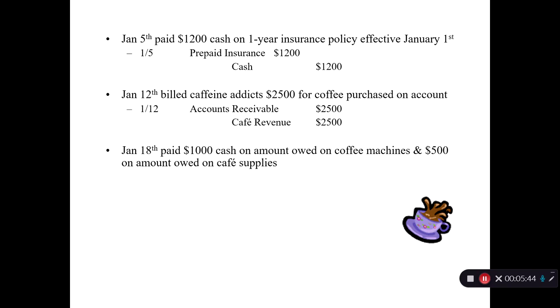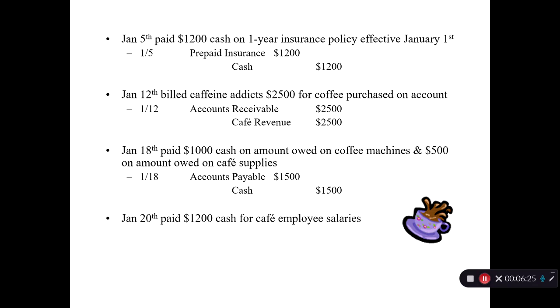Now, January 18th, we paid $1,000 cash on the amount owed on coffee machines and $500 on the amount owed on cash supplies. So it looks like we're paying off a debt here, and we're paying cash, so cash is going down, so that's going to be a credit to cash. What would our debit be? Well, our debit's going to be to accounts payable, which is decreasing accounts payable because it's a liability, by the $1,000 plus the $500 for a total of $1,500. So to decrease a payable, we debit that. And then we're going to credit or decrease our cash account by $1,500.